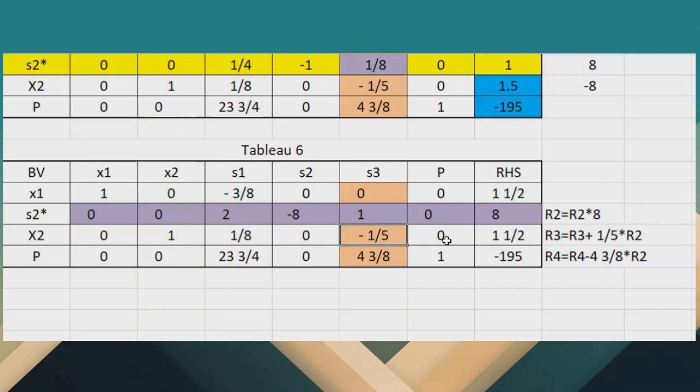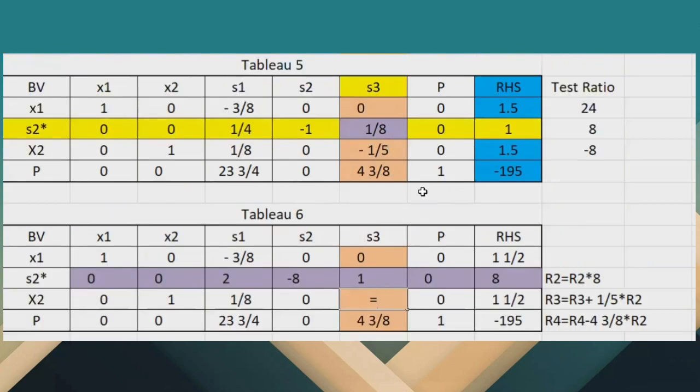Sige. So, ito na tayo ha. Itong cell na to, equals ko na. So, equals row 3. Yung previous table, tableau 5. Negative 1/5, F34. Plus 1/5 times row 2 nung current table. Naging 0 na. So, i-drag natin sa kanan, drag natin sa kaliwa.